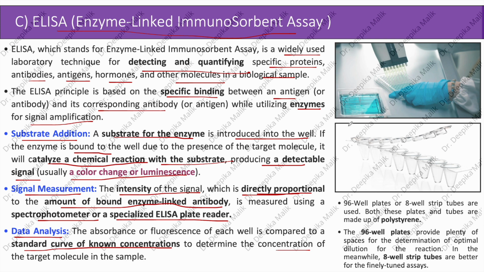As you can see here in the image, 96 well plates or 8 well strip tubes are used. Both these plates and tubes are made of polystyrene. The 96 well plates provide plenty of space for the determination of optimal dilution for the reaction. In the meanwhile, 8 well strip tubes are better for finely tuned assays.